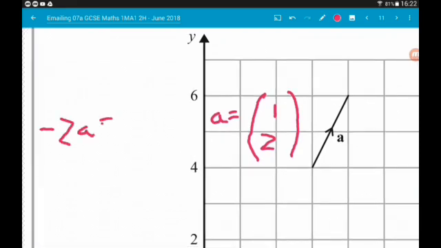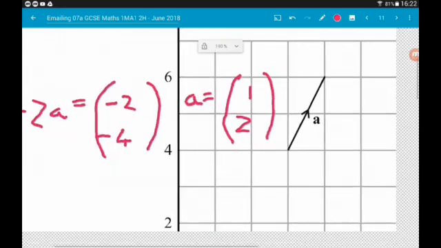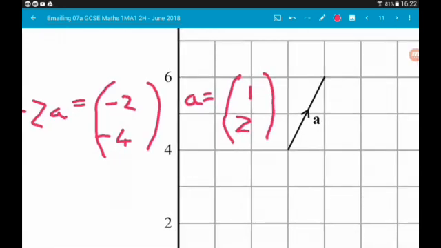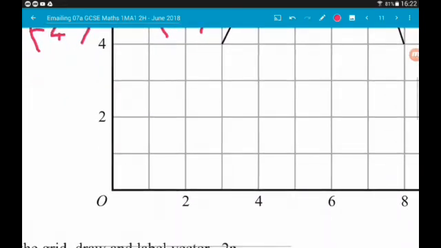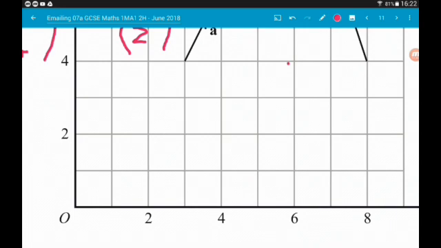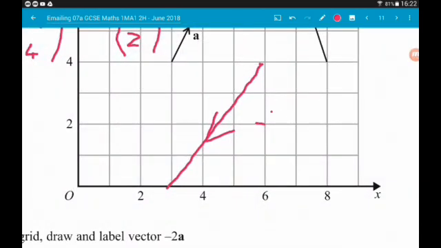So minus 2a is going to be negative of each of the numbers multiplied by 2. So it's going to be minus 2 on top for our x vector and minus 4 for the y vector. So we need a vector that takes us 2 places left and 4 places down. So, for example, we could go from this point down to that point. Make sure you put an arrow on the vector so you know which way you're going. That is vector minus 2a. So it takes us 2 places left and 4 places down. Cool.